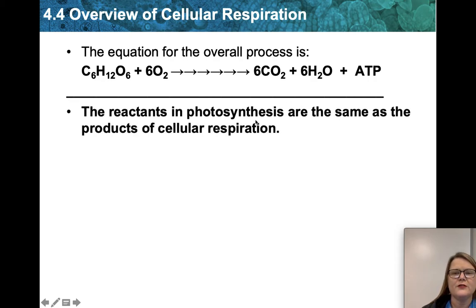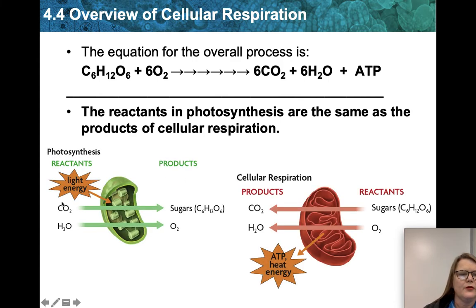The reactants in photosynthesis are the same as the products of cellular respiration. So you have carbon dioxide and water, also some light energy as your reactants in photosynthesis, or what you start with. What you end up with, or the products, is sugars, more specifically glucose, and oxygen. Cellular respiration, the reactants, or what it starts with, are actually what you had given off in photosynthesis. So sugars or glucose and oxygen start this process. And then after cellular respiration, carbon dioxide is given off, water's given off, and ATP, which is energy.